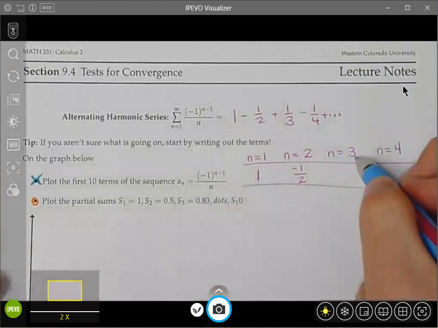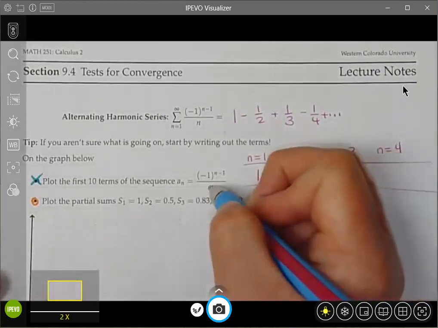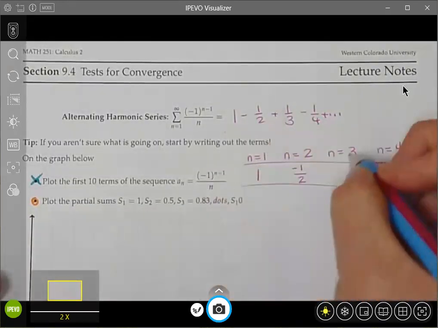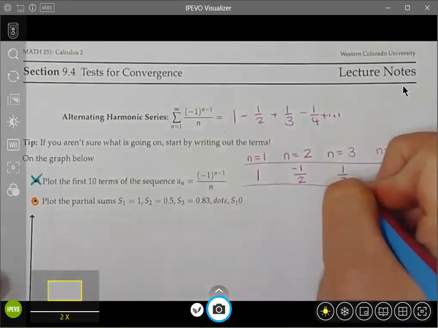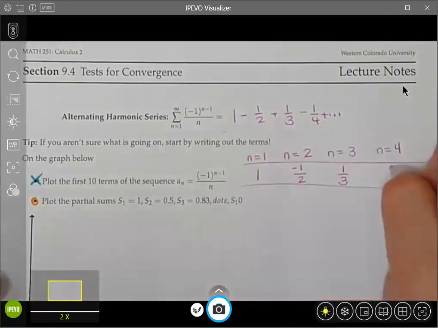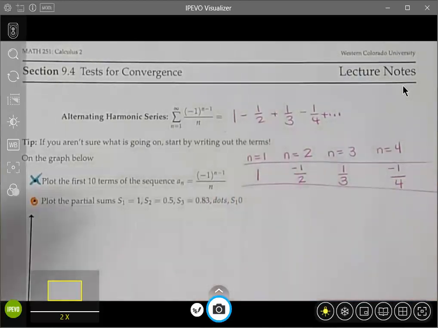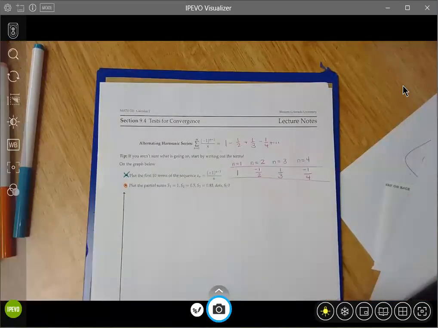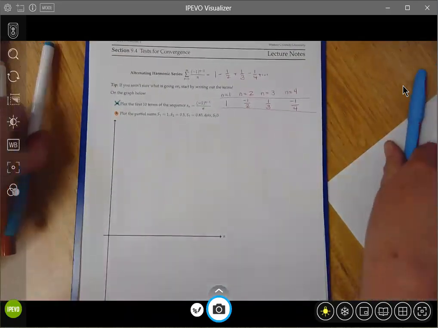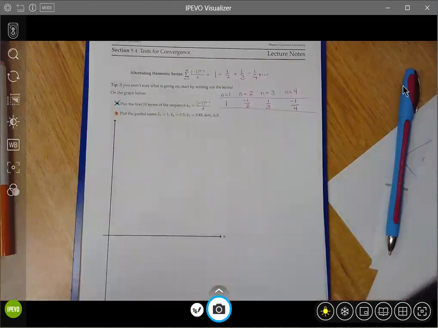When n is 3, I get a negative 1 to the 3 minus 1, so negative 1 squared over 3, so it gives me a positive 1/3. When n is 4, I get negative 1 to the third, so I get a negative 1 on top and a 4 down below. Okay, so let's take a look at what this is going to look like if we graph it. I'm going to graph these with this turquoise color and an X.